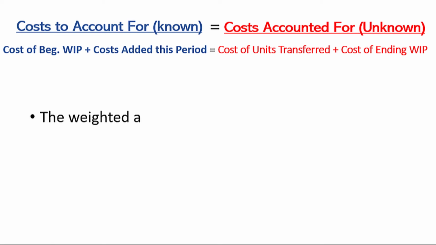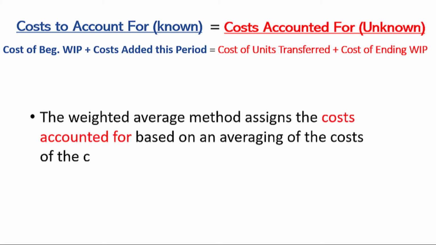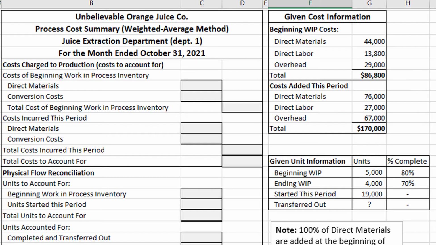The weighted average method, which is the focus of this video, assigns the costs accounted for based on the averaging of costs in the current and prior period. Let's take a look at an example of a process cost summary report. The example we will be completing relates to the Unbelievable Orange Juice Company. This is the process cost summary report using the weighted average method.